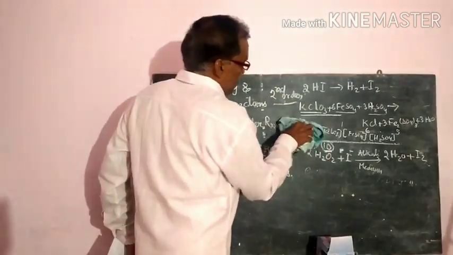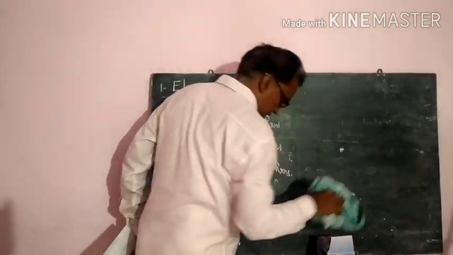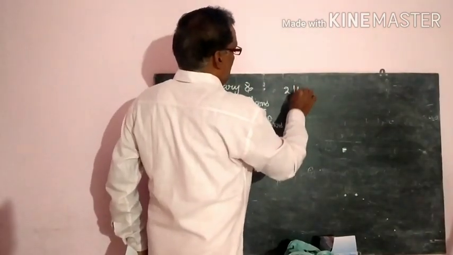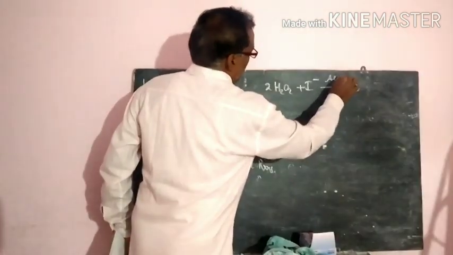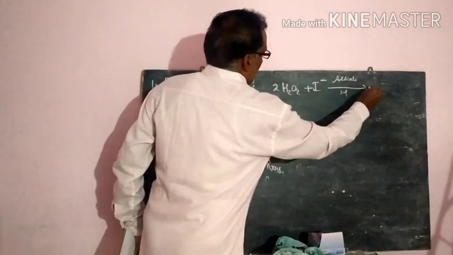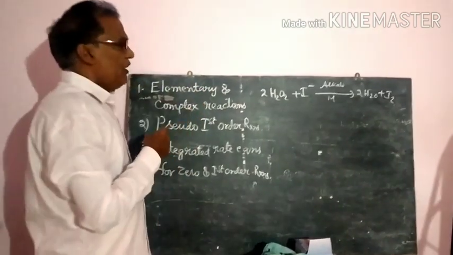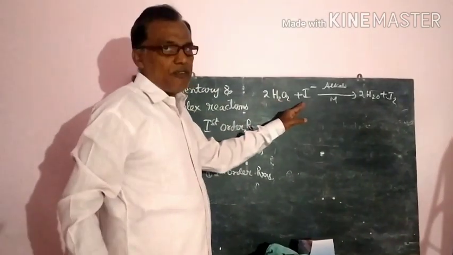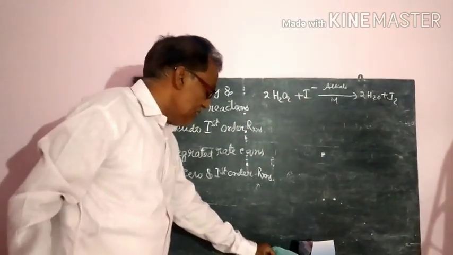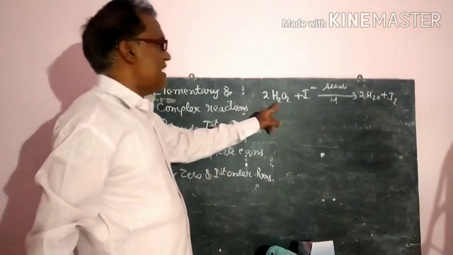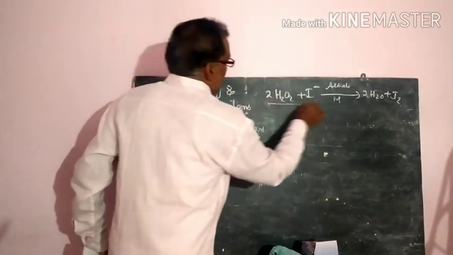Now one more example. Hydrogen peroxide reacts with iodide ion in alkaline medium, that is sodium hydroxide or potassium hydroxide. It gives water and iodine. Actually it shows that it is a bimolecular reaction, two molecules. But which order? It appears to show second order, but actually it is showing first order. So it is a complex reaction.